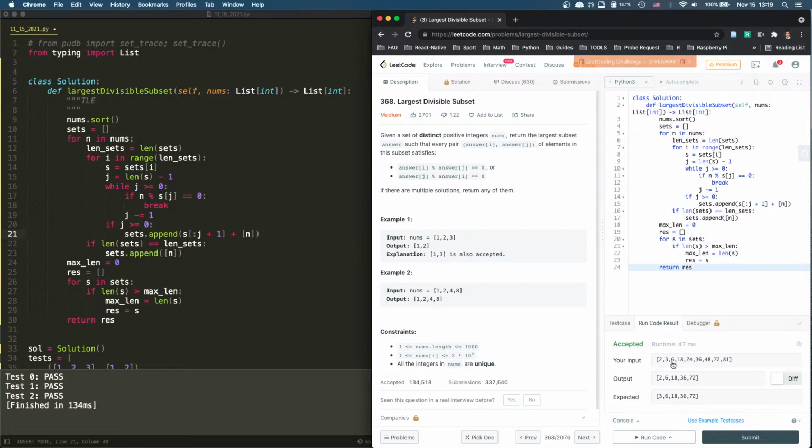So I have 2, 6, 8, 12. No, not 12, 8. Is it 12? Come on. 2, 8, 16, and 24, and 36. No, 27. All right, so that is the 3 factor.